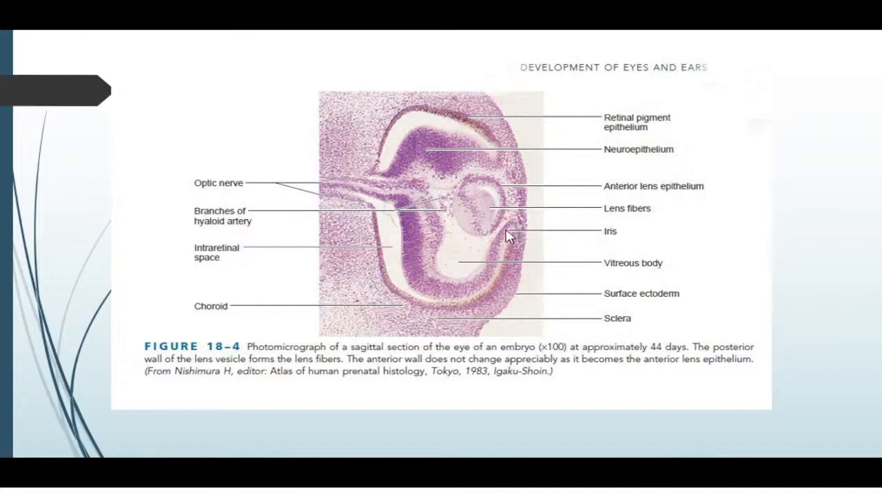Next we see the iris, which arises from the optic cup, neuroectoderm. The vitreous body arises from ectomesenchyme. This is the mesenchymal structure between the lens and the optic cup. Then the surface ectoderm, outermost, and the sclera. The sclera and choroid also arise from mesenchyme. Look at this one. Choroid arises from mesenchyme, and the sclera is also developed from mesenchyme.